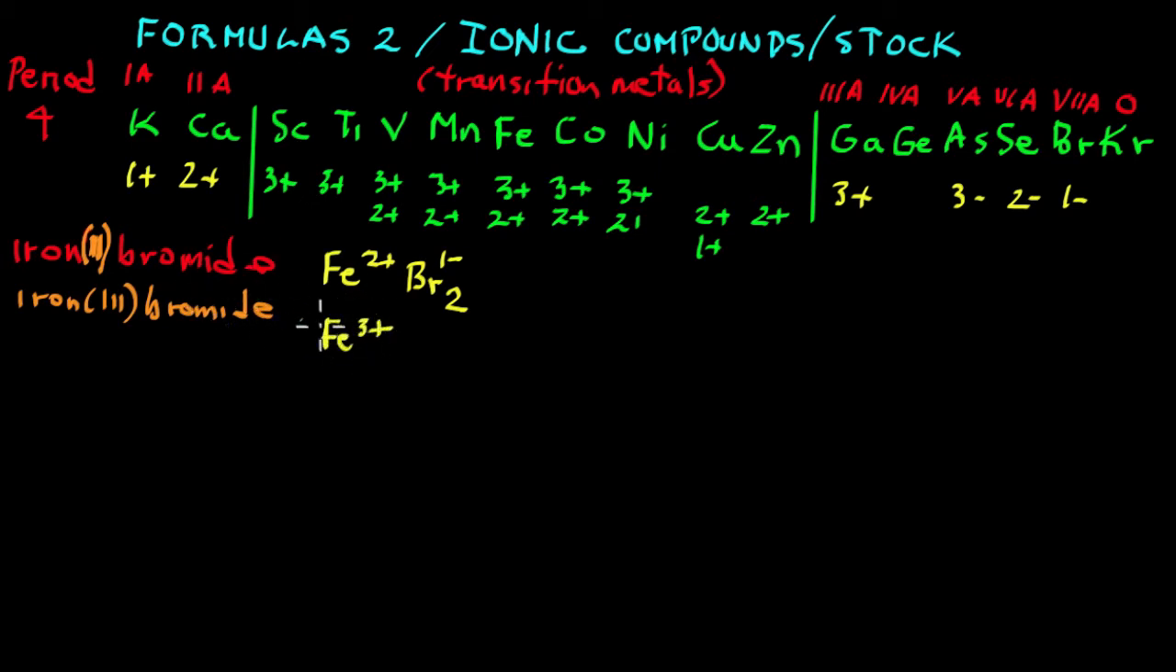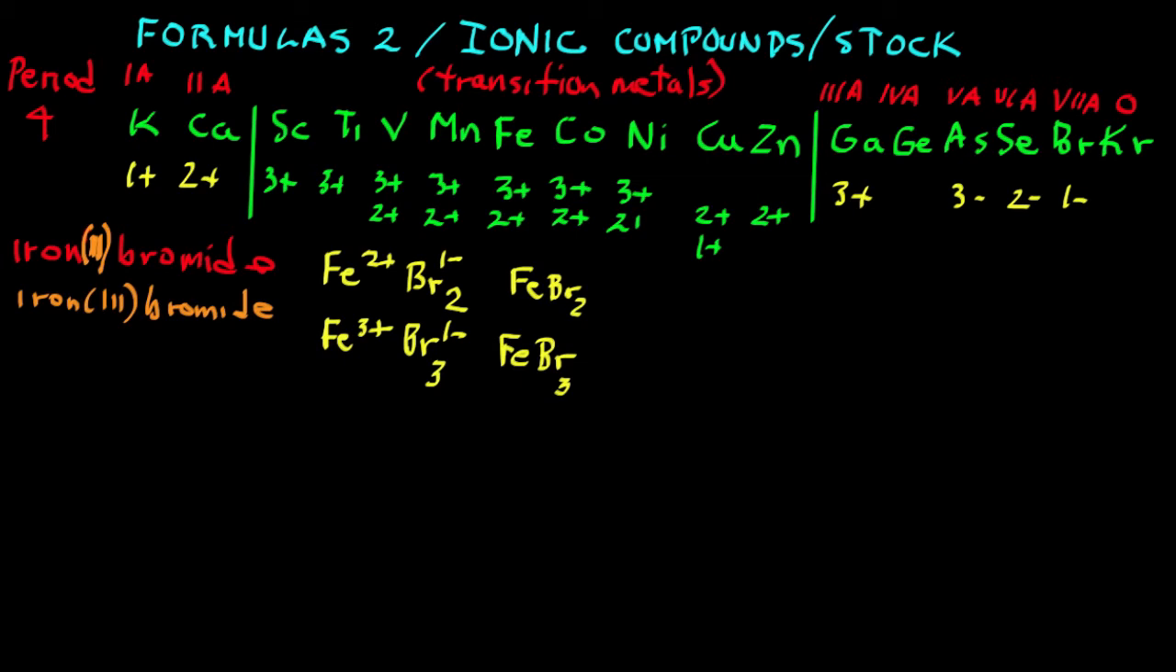Now think how simple the Stock system is. The Roman numeral just tells you the charge. It'd be FeBr3. Incidentally, when you write formulas, you can put these charges in, but you could erase them when you're finished, because the real formulas are just FeBr2 and FeBr3. The charges are just there so you can add them up so they're equal to 0.